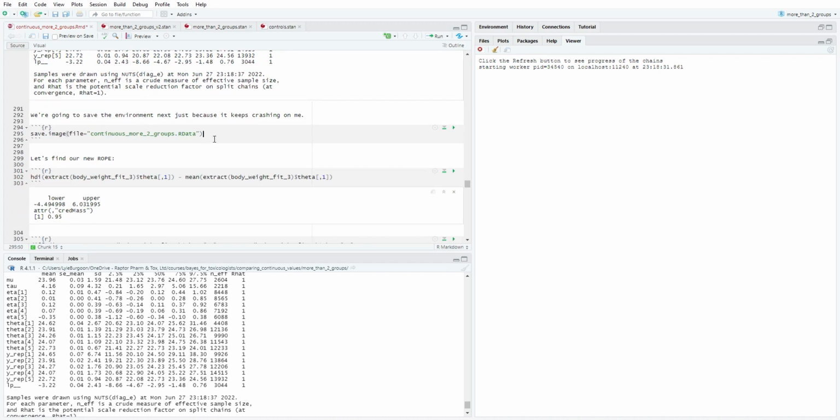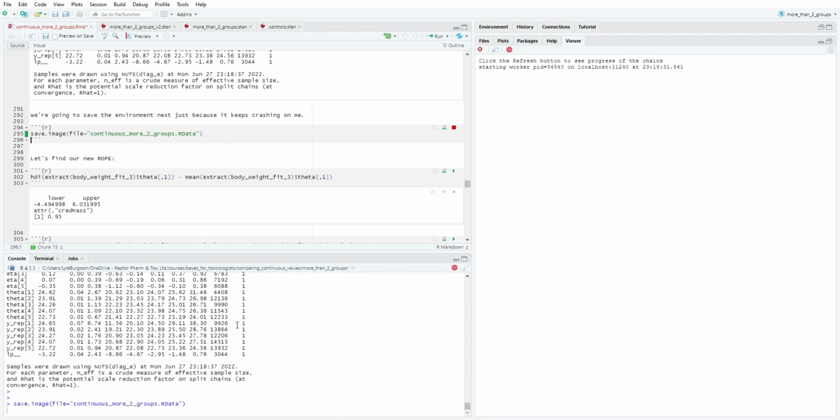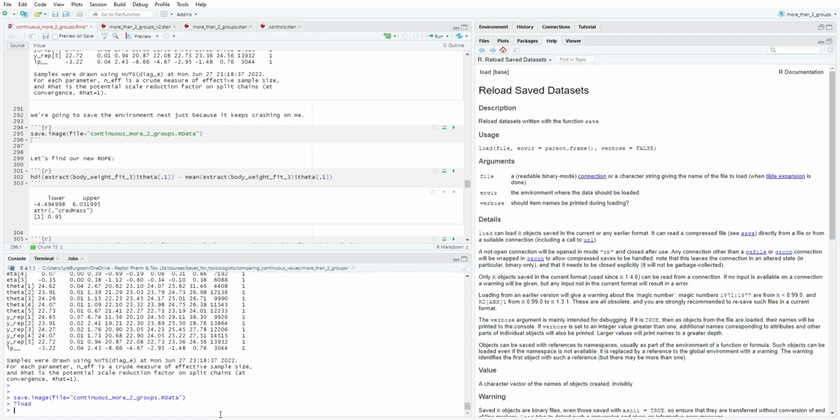We're going to save this environment because R keeps crashing on me lately. So I'm going to run this to save the environment. If you want to load the environment, so to load a saved environment, use the load function, and you would say load, and then file equals continuous more to groups.r data. And you could do that, and that would load it up. We don't need to load it up again because we just saved it.